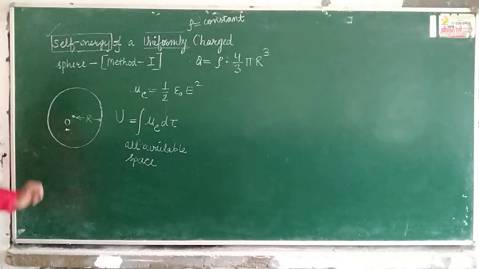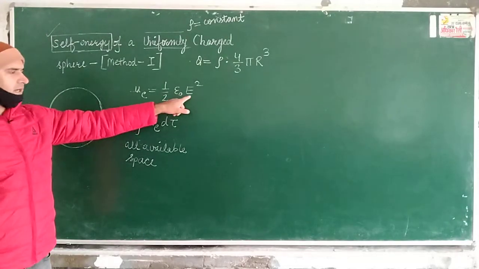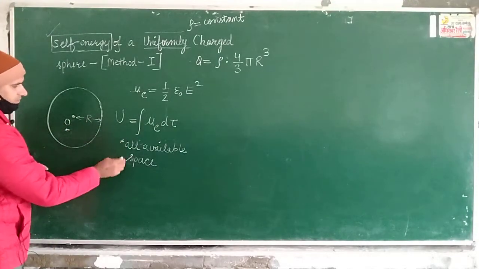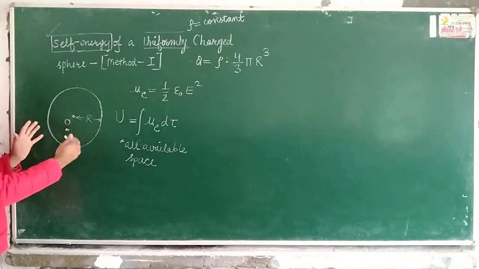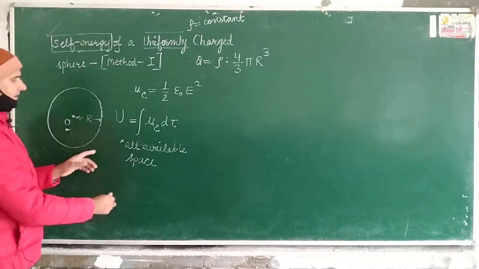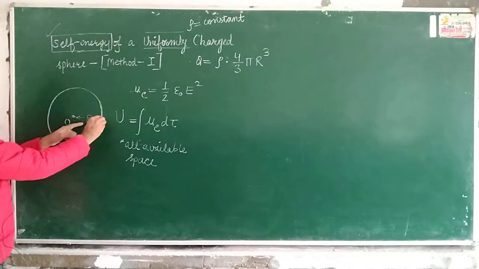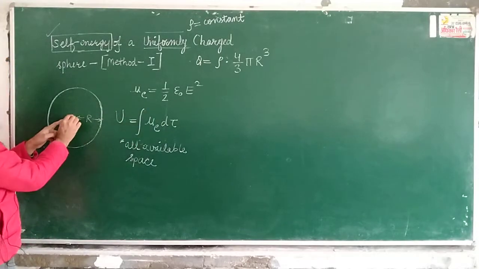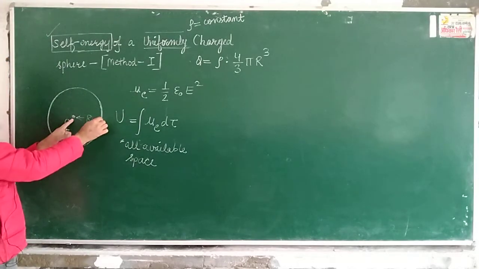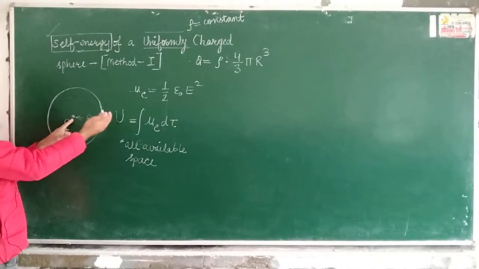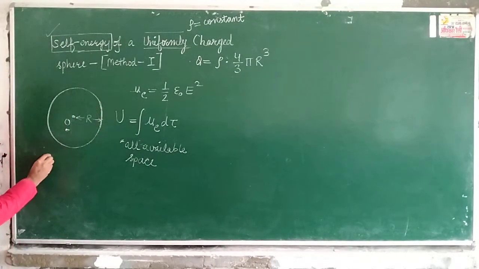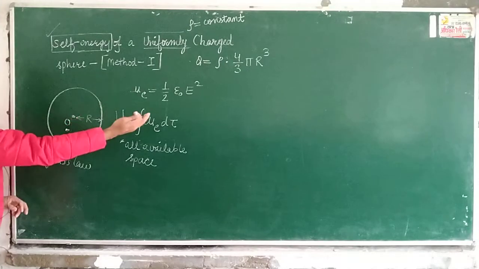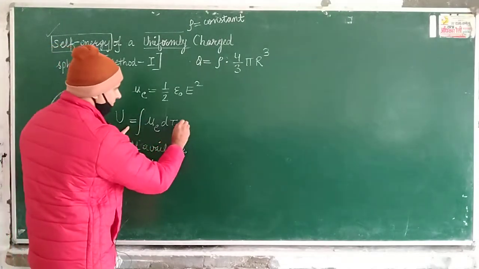Here epsilon naught is constant and E will change. If you divide this available space, or the region of electric field, you will see that after this point there is no charge, there is only electric field, and from 0 to the surface of this charged sphere there will be a change in electric field. So here you will make use of Gauss law to find the electric field inside and outside. Let me first break this relation.